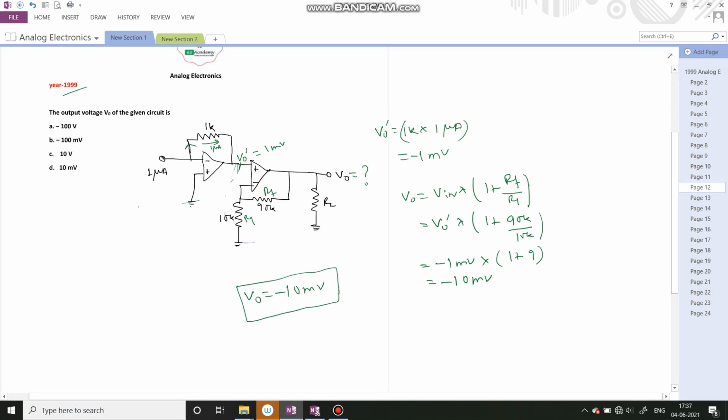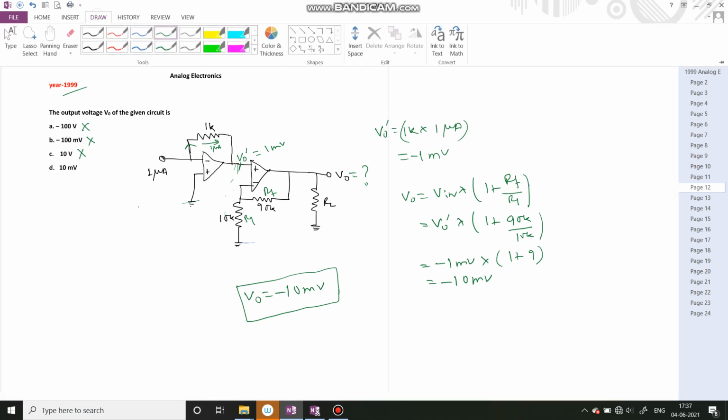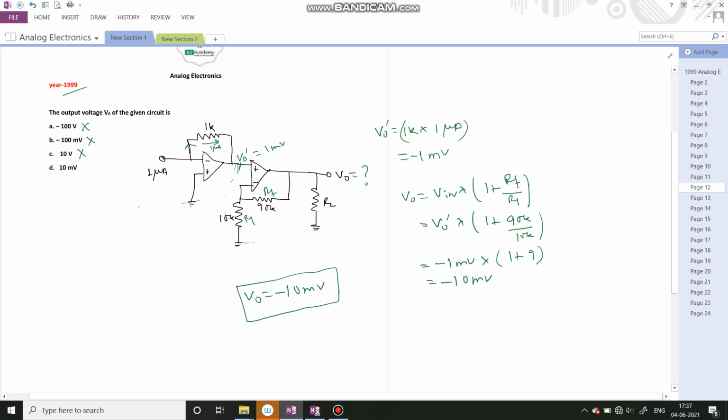Now the options: minus 100 millivolt, no. Minus 100 volt, no. Minus 100 millivolt, no. 10 volt, no. 10 millivolt. So the correct option will be minus 10 millivolt. So this is the right answer.